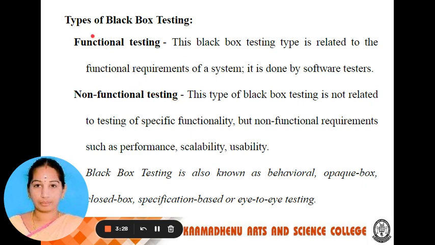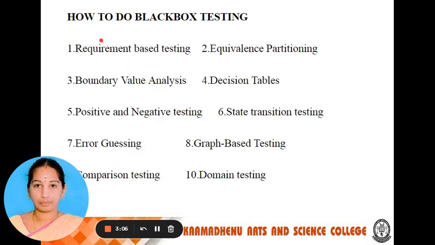In black box testing, there are two different types: functional testing and non-functional testing. Functional testing tests the features of the application, and non-functional testing tests aspects such as performance and scalability. These are the different types of black box testing. There are 10 different techniques in black box testing.